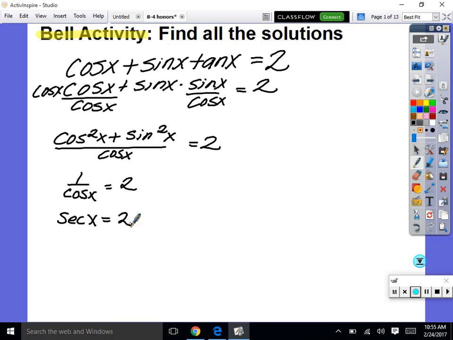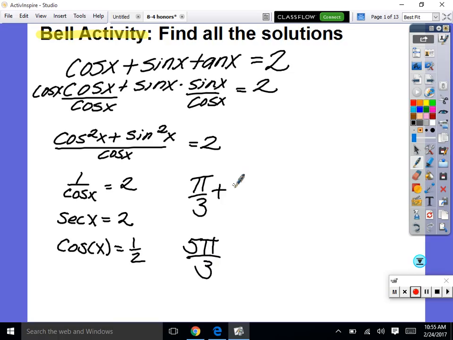Now we can look at this a lot easier, right? If we just think of it as secant is the reciprocal of cosine, we would think of this, maybe easier, as cosine of x equals 1/2. And where does that happen? In two places, so we'll have two solutions here. Pi thirds and 5 pi thirds. Very good. Plus 2 pi, and we can do that as many times as we want.